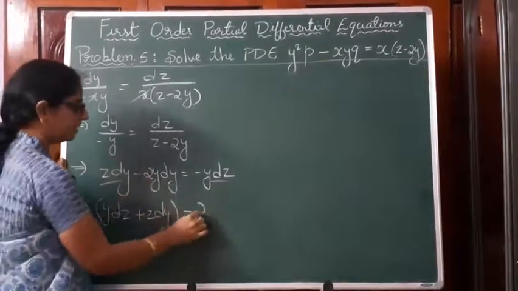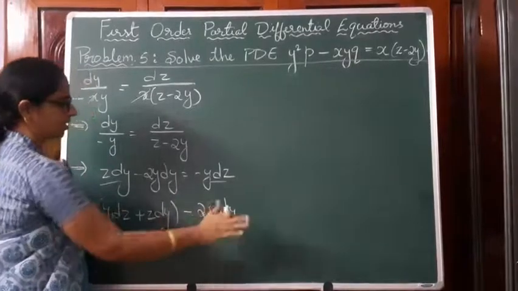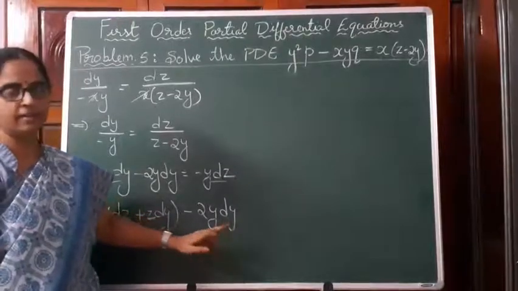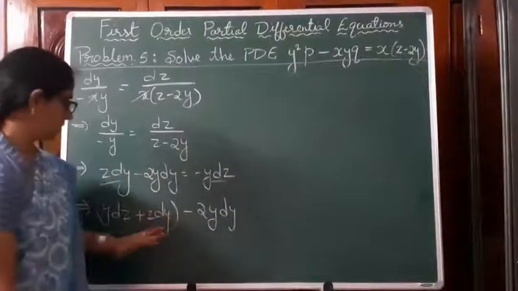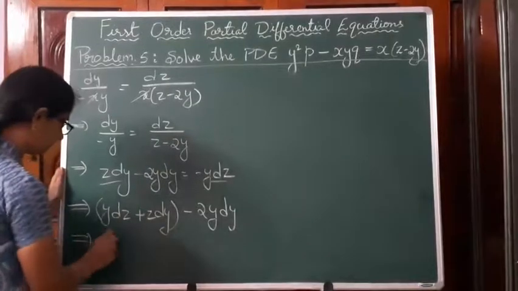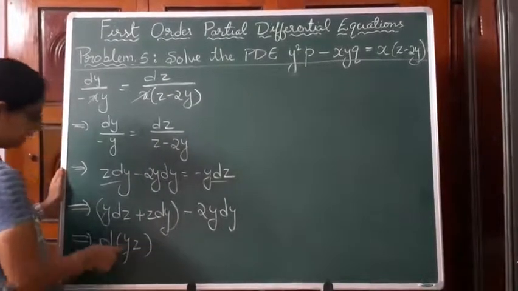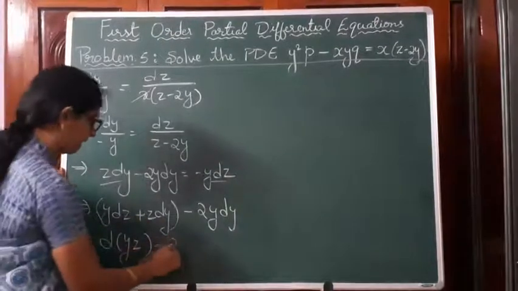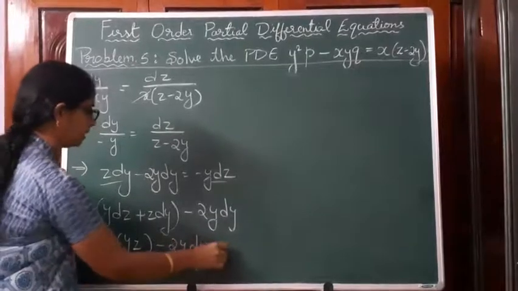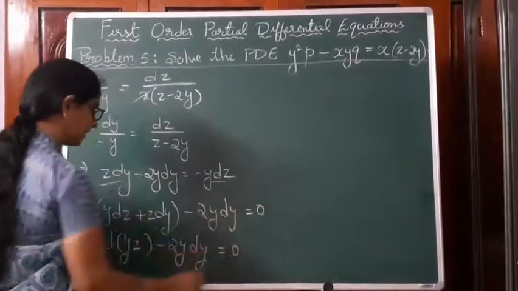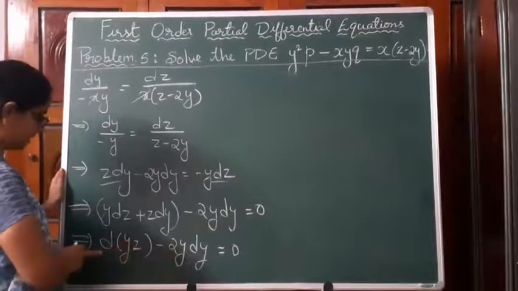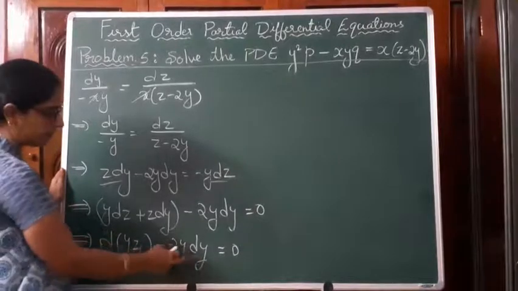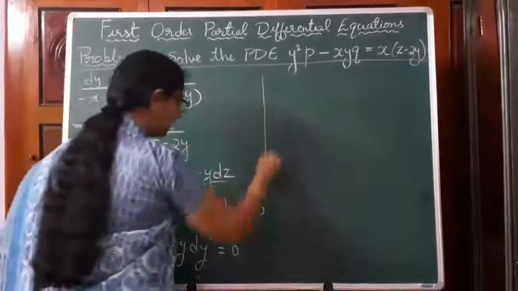And what are we left with? Minus 2y dy. There is no problem with this term because it involves only y terms and we have dy here, so we can happily integrate this. So the first term can be written as derivative of yz. Derivative of yz, which is y into derivative of z plus z into derivative of y, minus 2y dy is equal to 0. Now let us integrate both sides. The integral and derivative cancel, we remain with yz, and the integral of y with respect to dy is y square by 2.